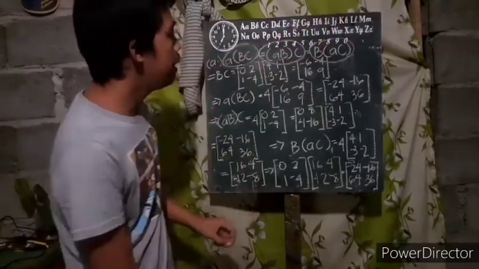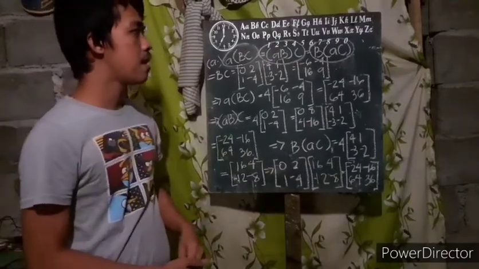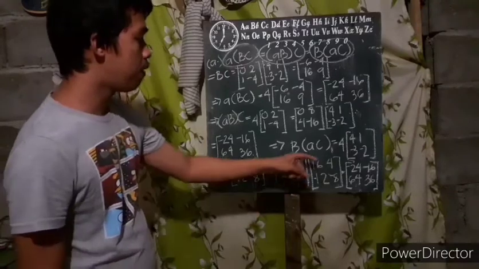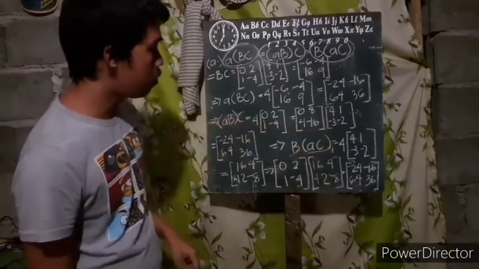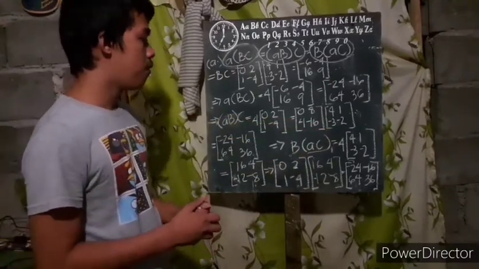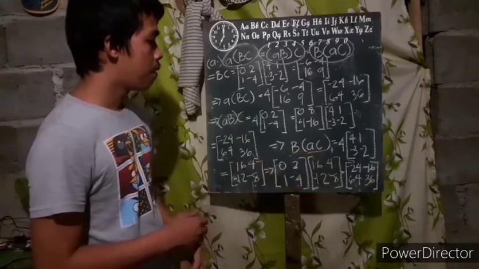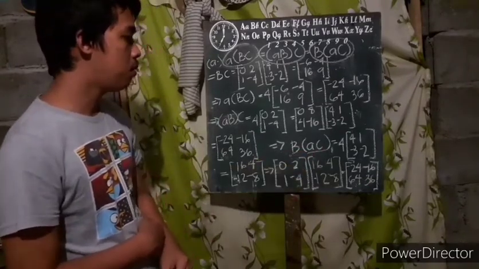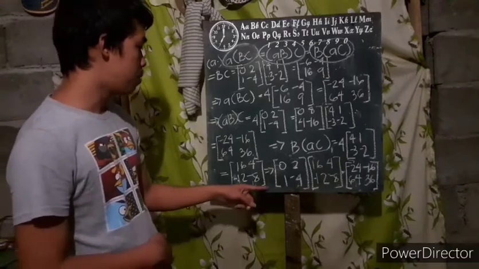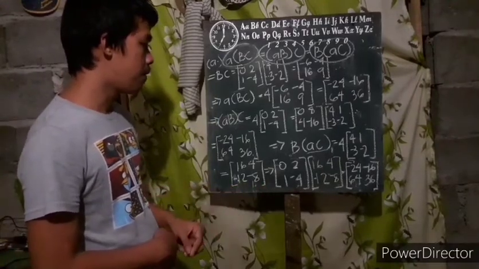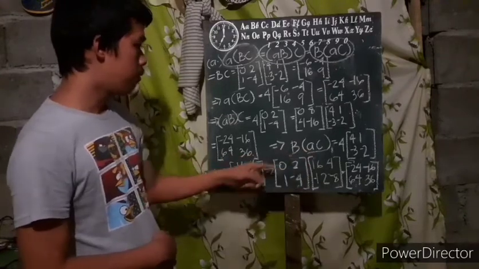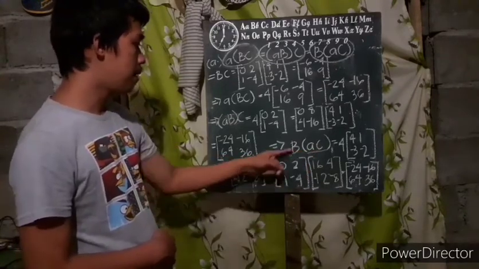And the last equation is B times scalar A times C. So first we need to find this. The scalar of A is 4, so 4 times the matrix of C, which is 4, 1, negative 3, and negative 2. So we come up with this result. The next is we find B times this result, the matrix of B.